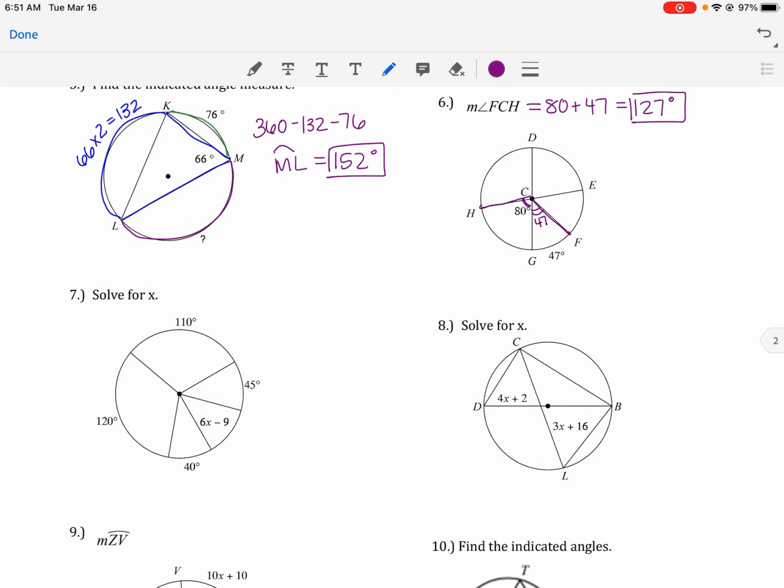Okay, keep going on. This time we're finding X. So notice it's kind of referring to this angle, or it goes along with this arc.